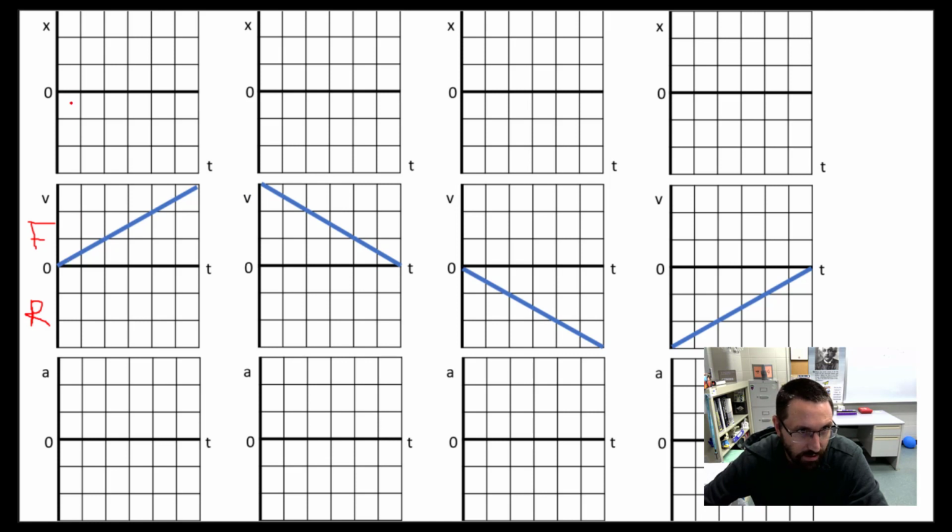So this graph, we call these stacked kinematic graphs, and we show that there's a relationship between the position time, velocity time, and acceleration time. Again, the slope of the velocity graph will give me the accelerations. So this one's going to have a constant positive acceleration. The second graph is going to have a constant negative acceleration. The third graph also has a negative acceleration because the slope of the line is negative. And the fourth graph, we have a constant positive acceleration.